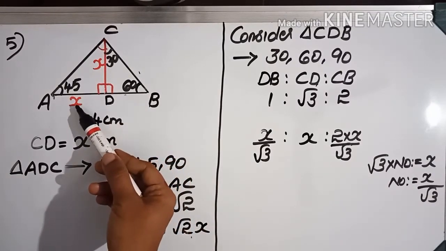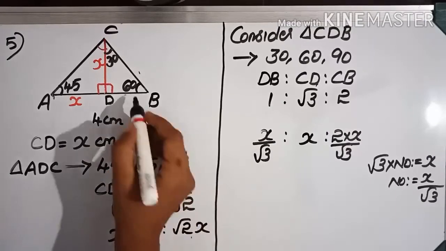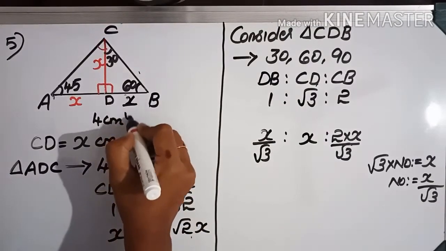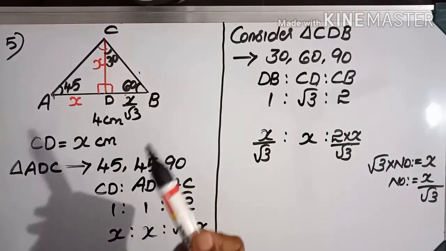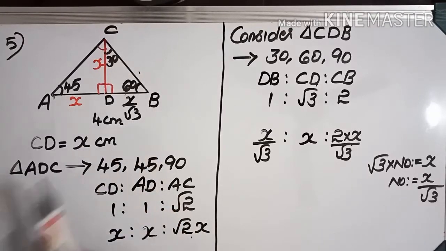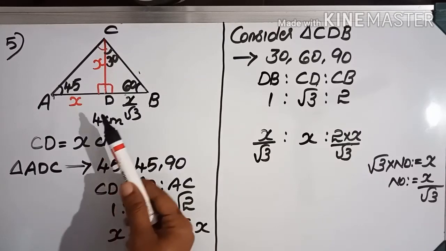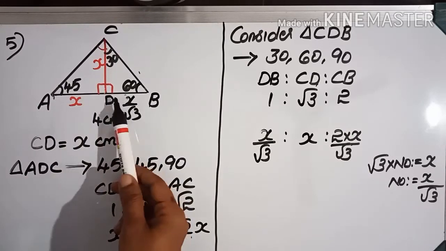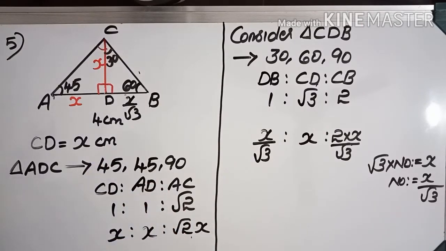The base's first portion we consider as x. The next portion we got, DB, as x by root 3. That means this portion is x by root 3. Now the only thing given in this question is the total length of that base, 4 centimeter. That is the only clue we have. In that 4 centimeter we got the first portion as x and the second portion as x by root 3. From this we have to find the value of x.